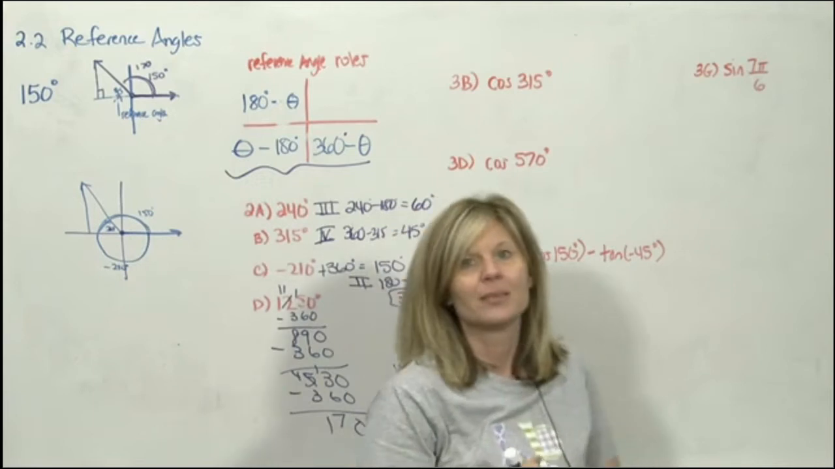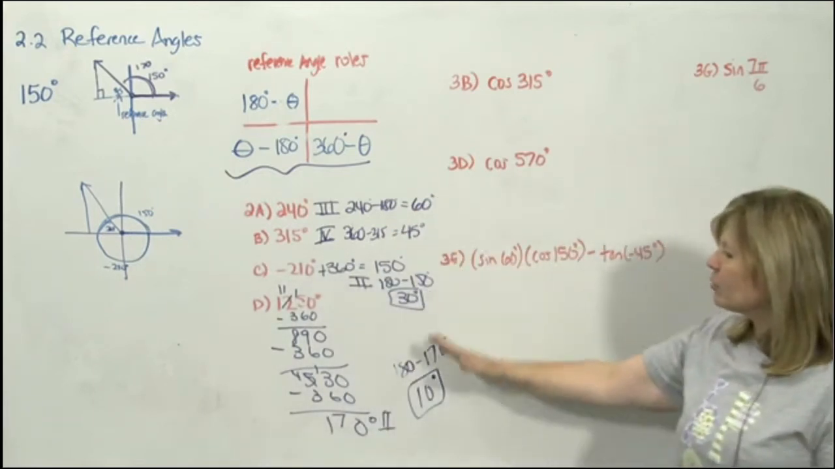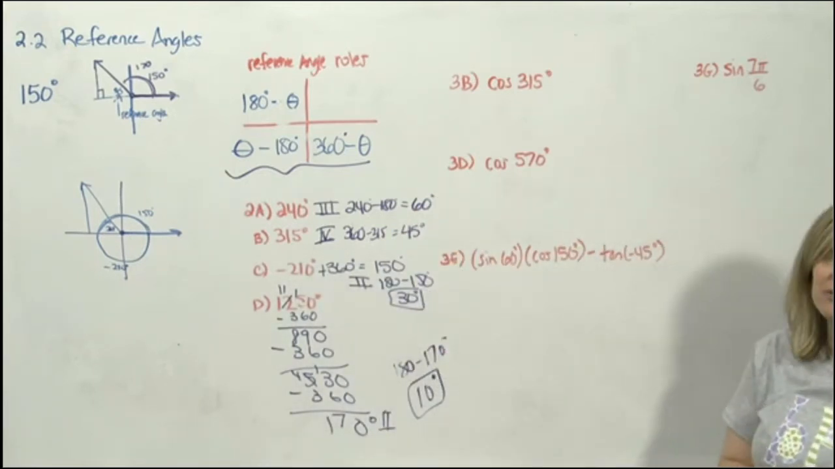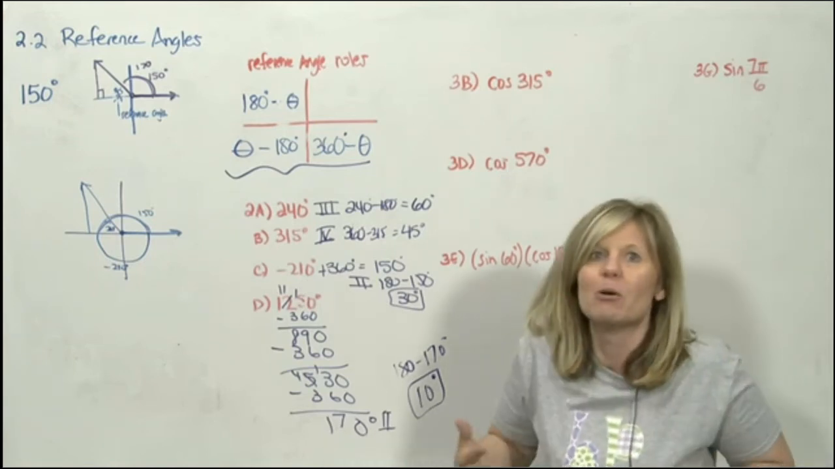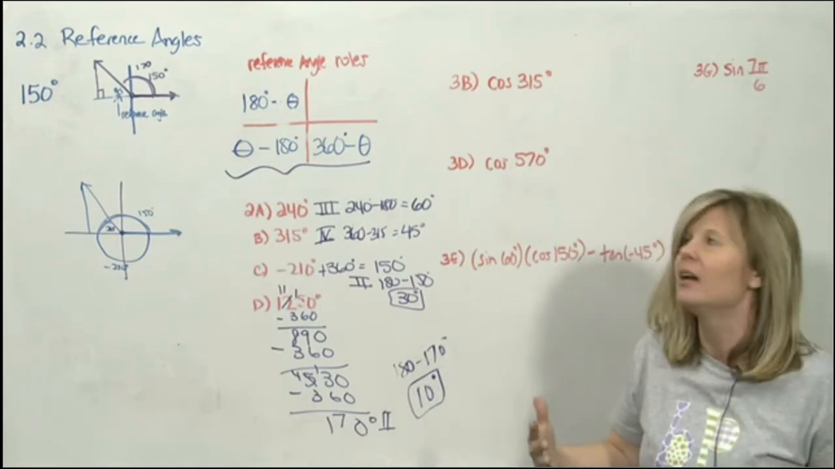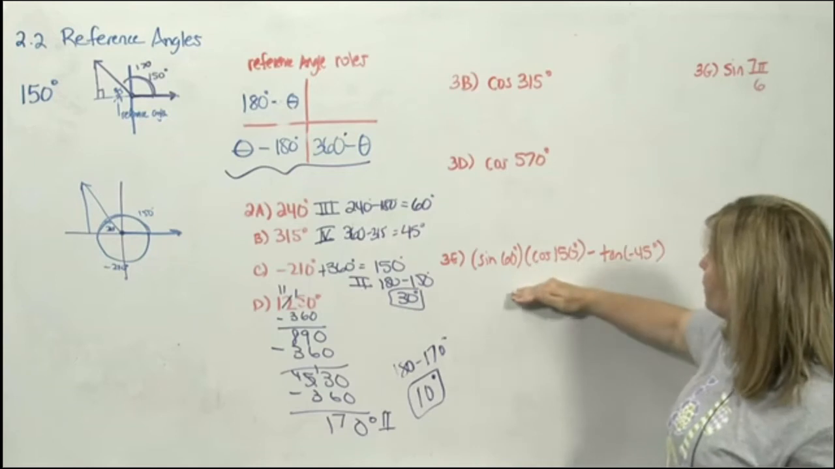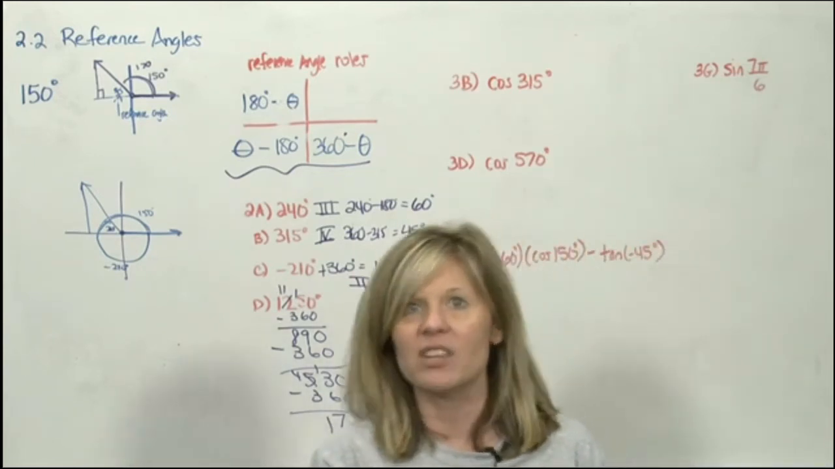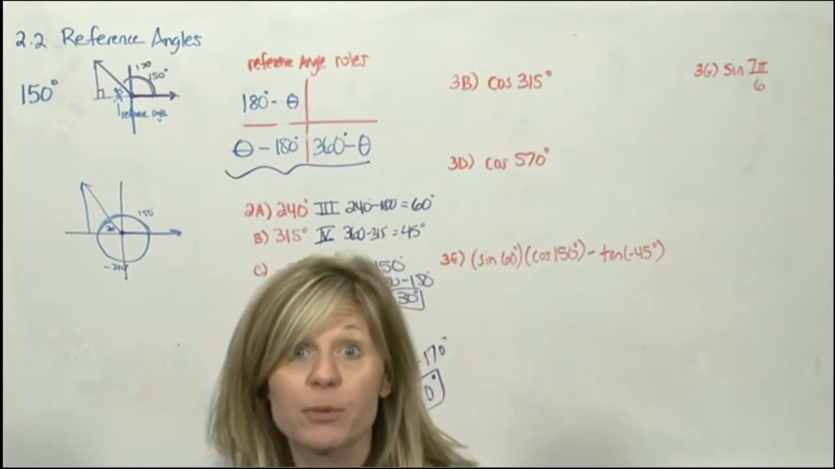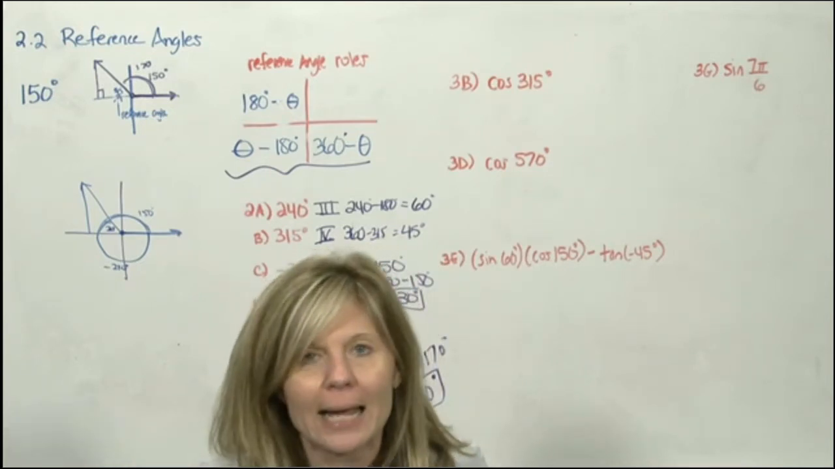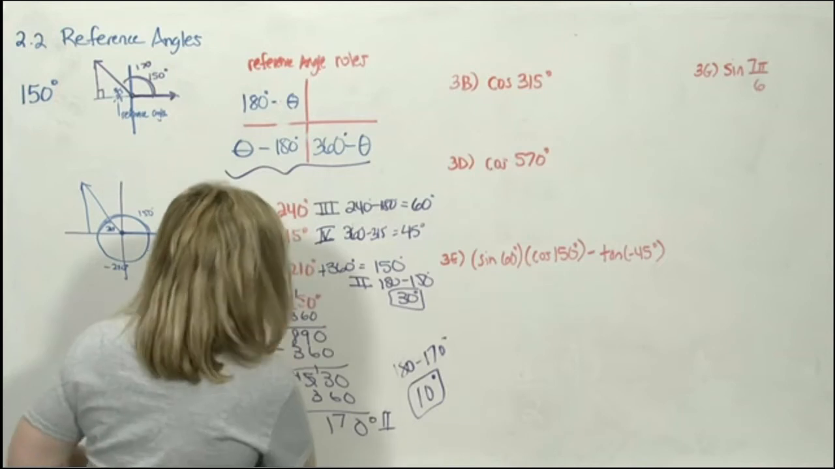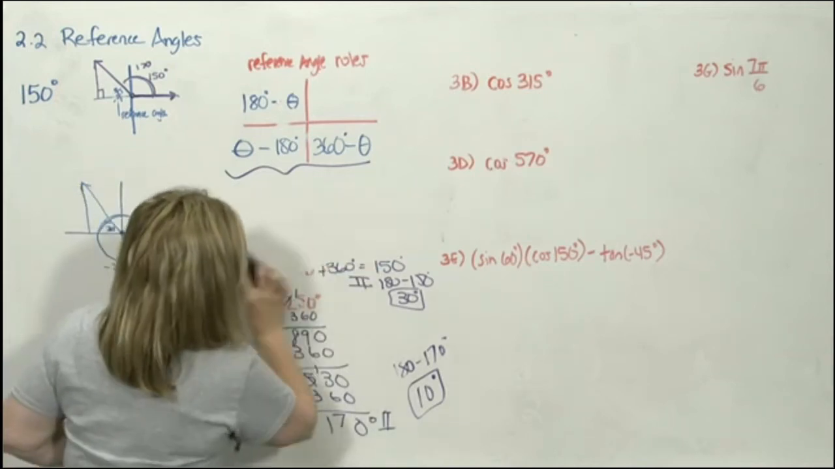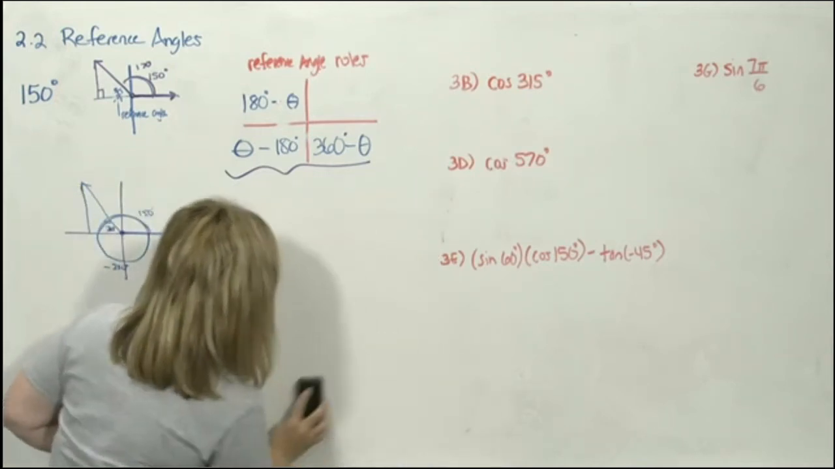Everybody's good? All right, now that you know how to get a reference angle, here comes the fun. This is the part I love the most. This is my favorite part, evaluating. Find me the value of these trig functions, not using a calculator. Because again, the calculator is going to give you these ugly decimals, and we're not going to accept them. You've got to know how to do this by hand. So, I'm going to erase this, and we're going to get working.